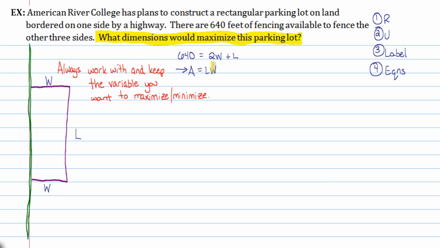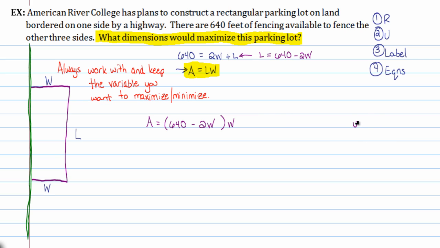So this equation is the one I work with here, but there's a problem. I have too many variables in that equation. So I'm going to take this equation and solve it for L. I'll subtract 2W from both sides and get L is equal to 640 minus 2W. That's so that we can write this second equation in terms of really 2 variables. A is equal to, instead of L, 640 minus 2W. And you can see that's a quadratic function, honestly.